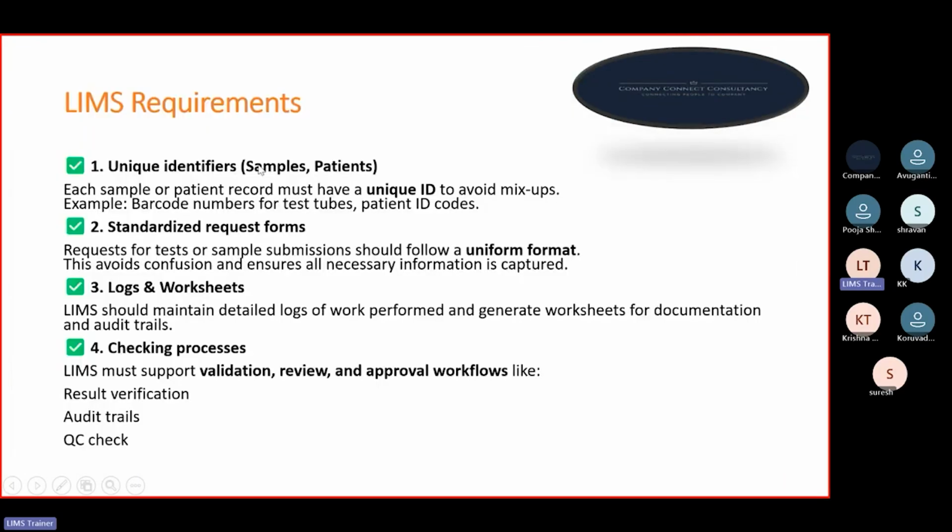So unique identifiers means, if you can see in the laboratory, each sample has its unique ID, to track that sample and to avoid the mix-up. This is for the pharmaceutical laboratory, and in a clinical trial or the medical domain, the patient record will be unique. Each sample or patient record must have a unique ID to avoid mix-ups. Barcode numbers for test tubes, patient ID codes, etc.